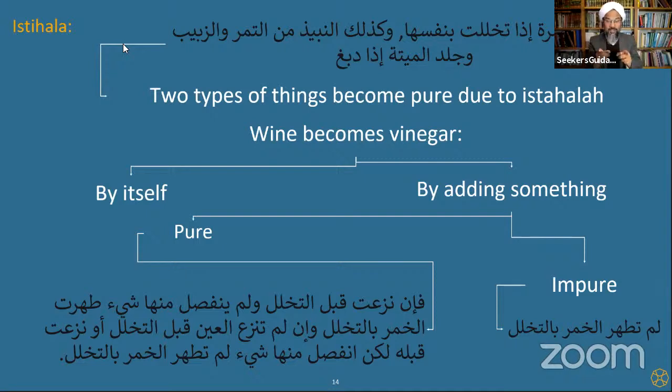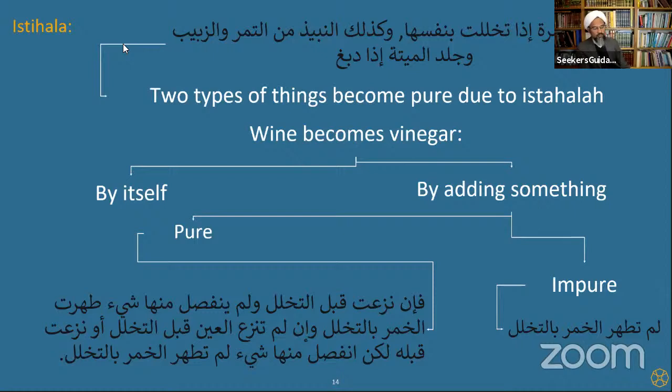When wine becomes vinegar, now wine can become vinegar either by itself. Now, if the wine becomes vinegar by itself, there's no question in terms of our school of thought, we consider that vinegar to be pure. It was wine, it became vinegar all by itself, it is considered to be pure, and Allah subhanahu wa ta'ala knows best.